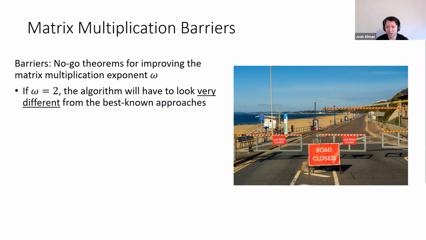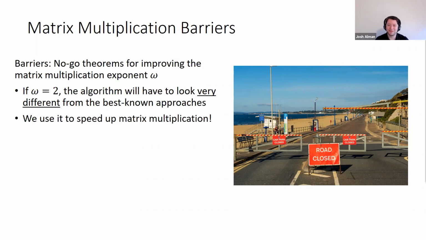So it sort of helps to address the question, why is it that we're stuck at like 2.373 and not at 2, and we haven't gotten to 2? The answer is that if we really want to get to 2, the algorithm has to look really, really different from the algorithms we've been designing up till today. And so this is, in some sense, a negative result. If you're a fan of fast matrix multiplication, this might be a sad result for you.